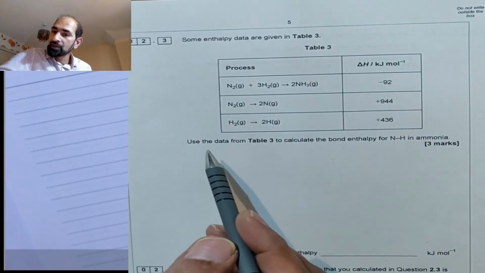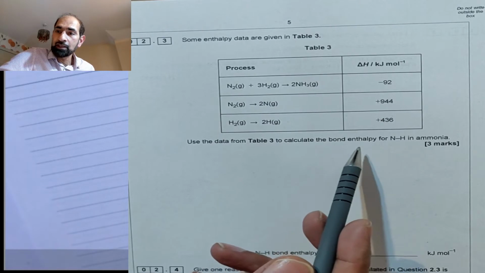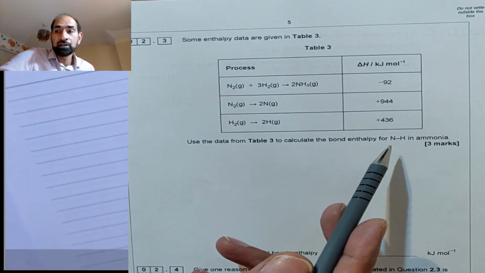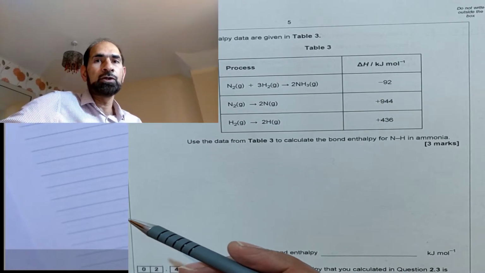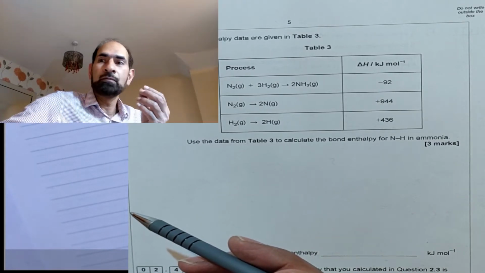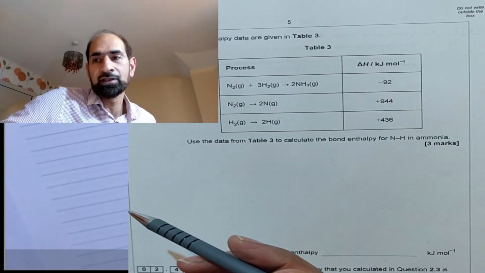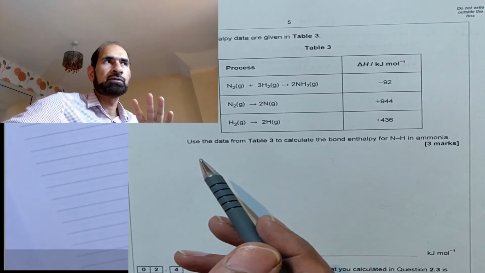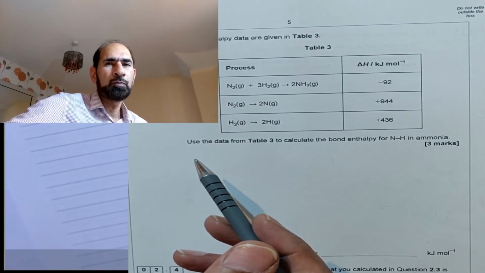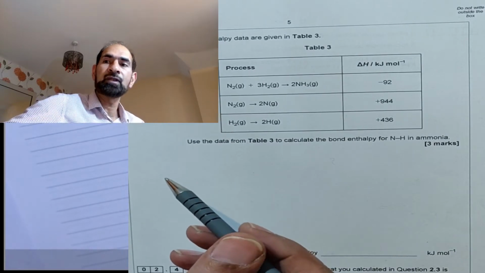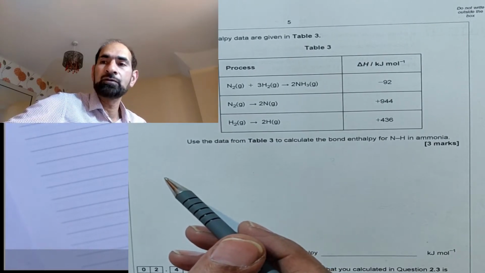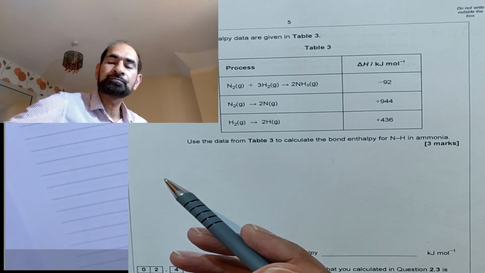Fine. Let's move on. Use the data from table 3 to calculate the bond enthalpy for the nitrogen hydrogen in ammonia. Okay, so they want you to work out a single bond enthalpy for a single bond, nitrogen hydrogen bond. Now, there are two ways you can approach it. I hope you know that there are sort of 3 thermochemical cycles that you're probably going to cover, or you have covered already in year 1.